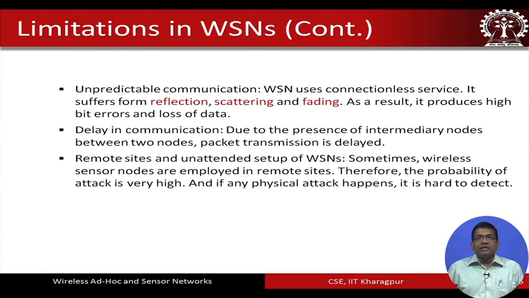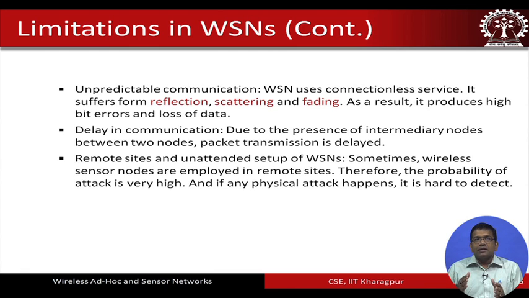Additionally, there are other limitations as well. Wireless sensor networks are more prone to different types of unpredictable behavior, such as reflection, scattering, fading, etc., which basically leads to huge data loss, bit errors, etc. There is also unpredictable communication and delay in communication due to the presence of intermediate nodes, because it is multi hop. Between the source node and the destination node there are intermediate nodes, because of which the packet transmission gets delayed.